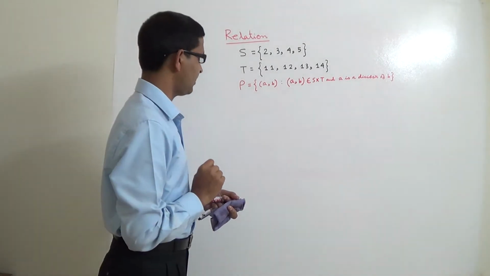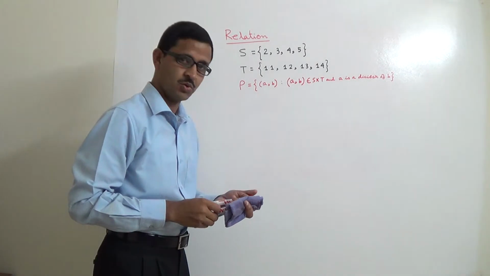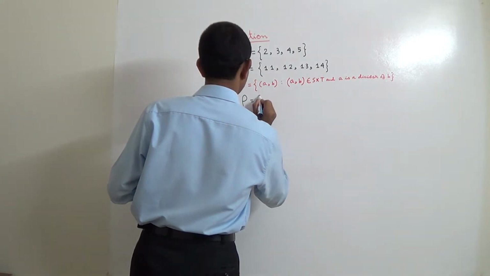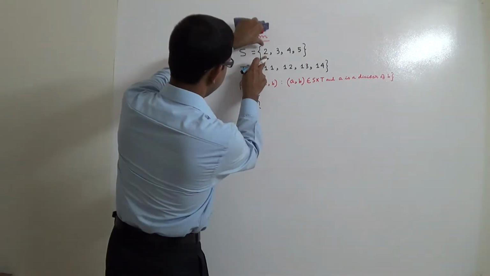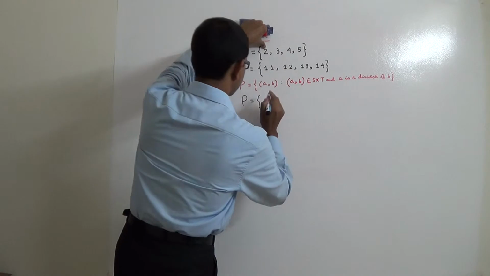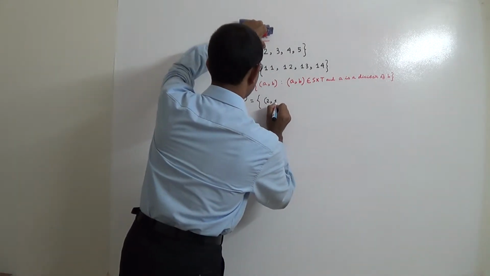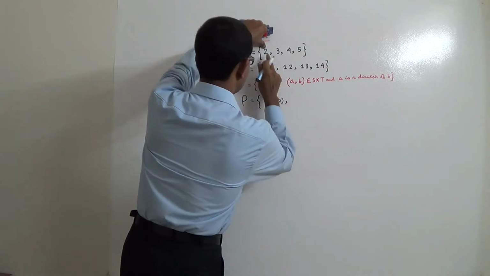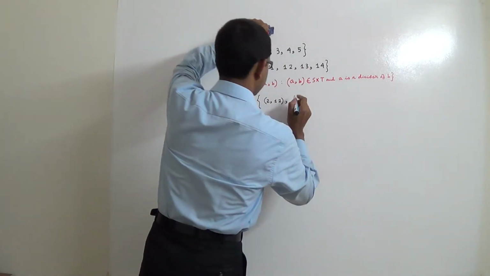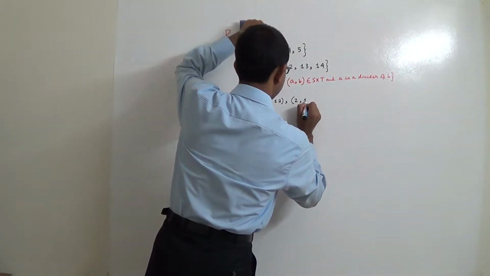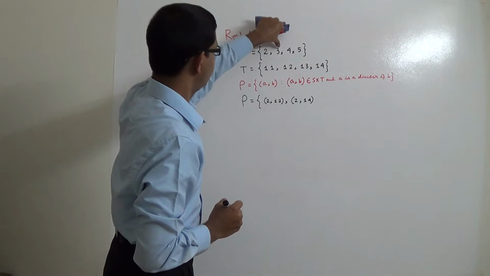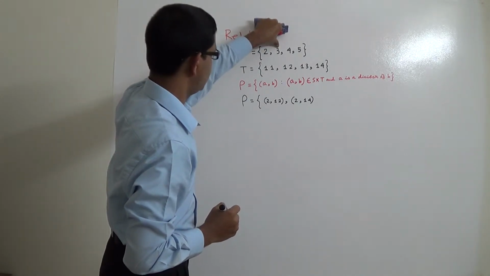Alright, now how can we construct that relation rho? 2 is not a divisor of 11, so 2 comma 11 does not belong to rho. 2 is a divisor of 12, so we can write 2 comma 12. 2 comma 13 is not, because 2 is not a divisor of 13. 2 comma 14, yes, 2 is a divisor of 14. That's why 2 comma 14 belongs to this relation set rho. 3 comma 11 no. 3 comma 12, yes.